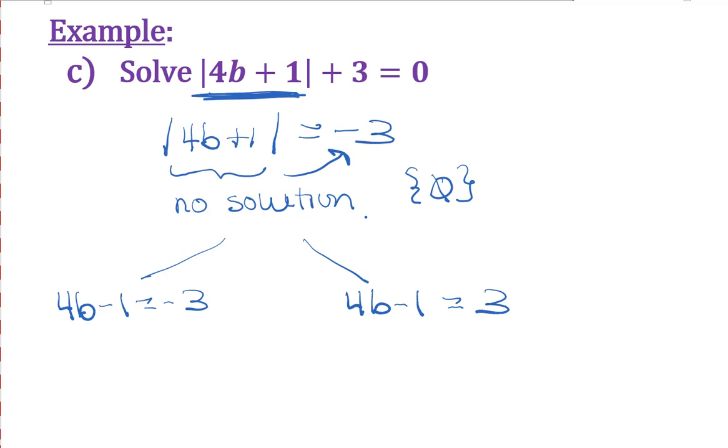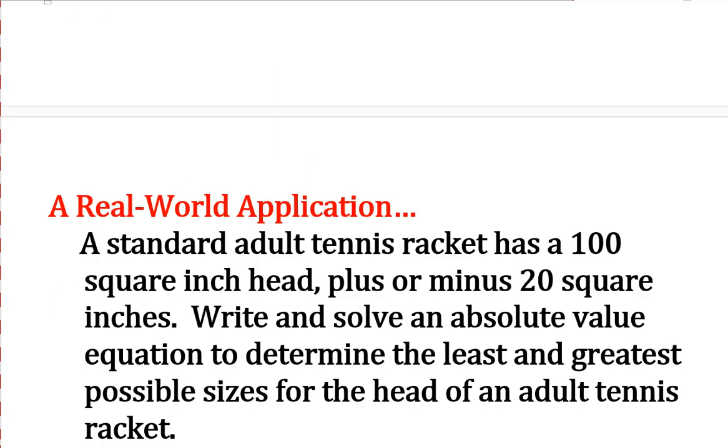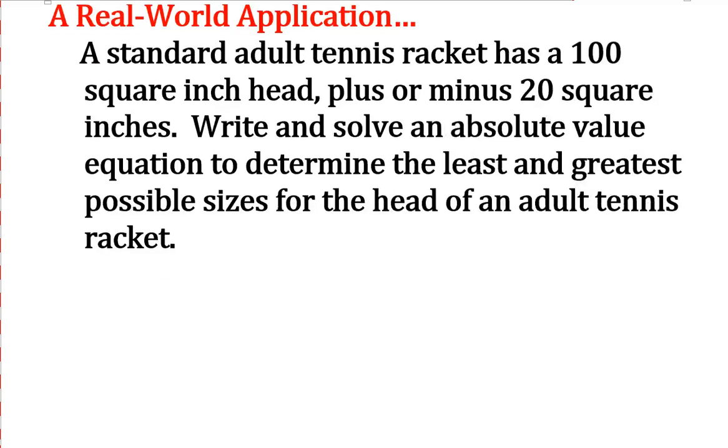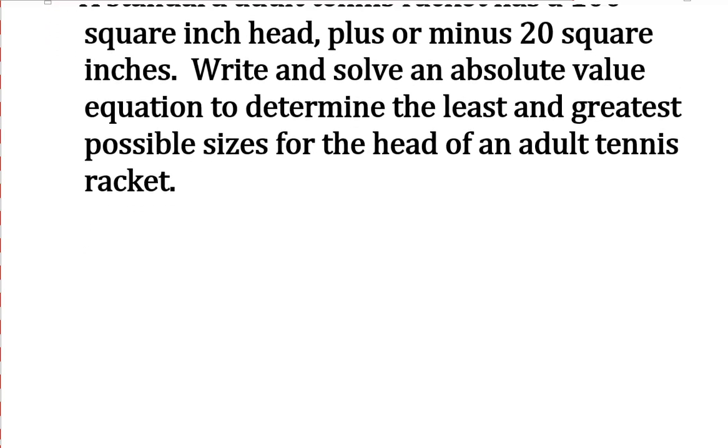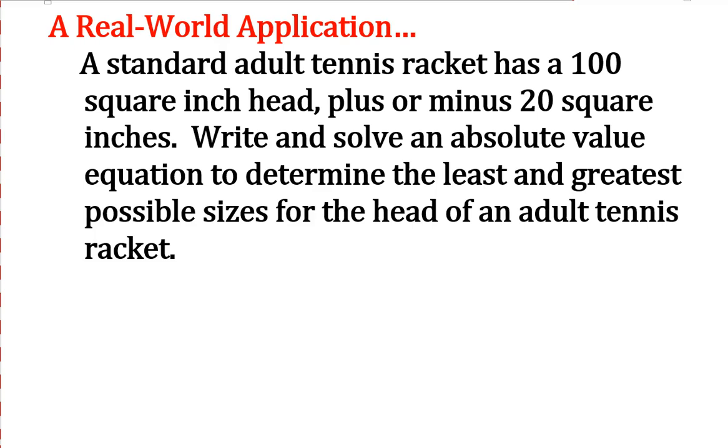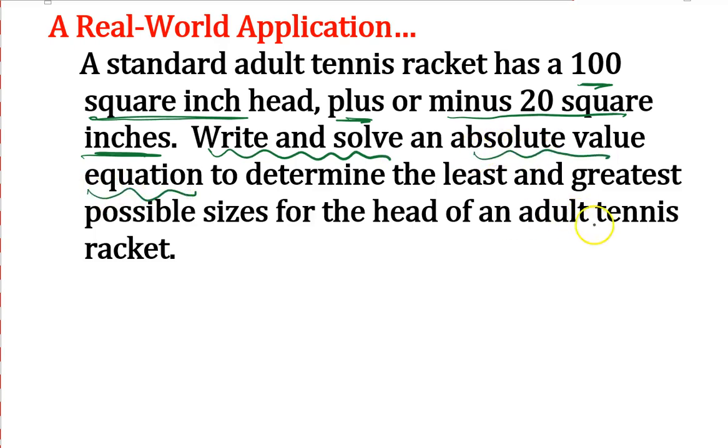The last one that I have for you is a little bit more of a real world situation. And it reads this. You tennis players are going to like this one. A standard adult tennis racket has a 100 square inch head. So we'll find a couple of important pieces here. 100 square inch head plus or minus 20 square inches. So that means we can go 20 above or 20 below. Our job is to write and solve an equation that has an absolute value in it to determine the least and greatest possible sizes for the head of an adult tennis racket.